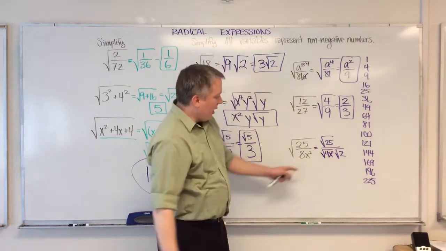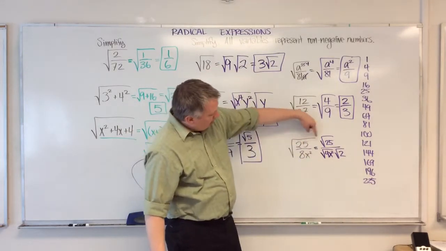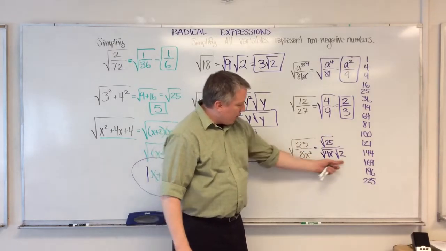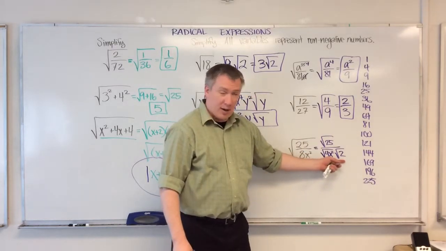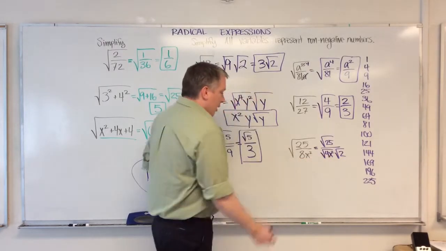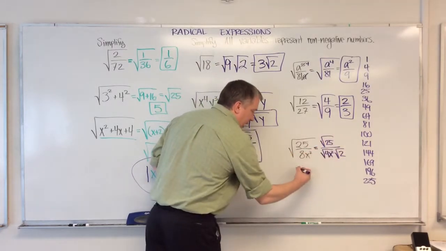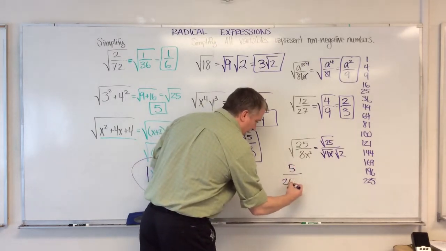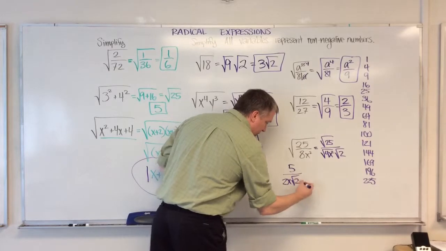And so now you can see I have the square root of 25 on top, and the bottom has been broken up. It used to be 8x squared. It's been broken up, so it still equals 8x squared. But now I can take the square root of this piece. Okay, so let me take the square root of the top. That's 5. And the square root of the bottom is 2x root 2.